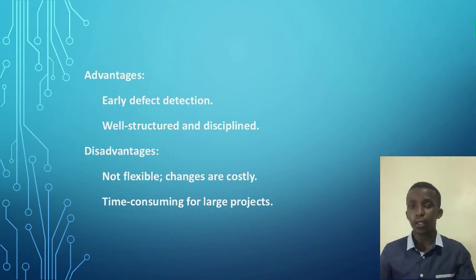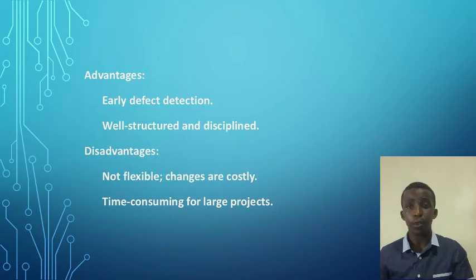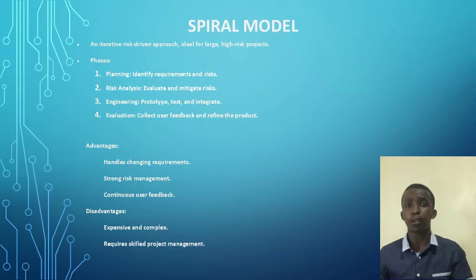Disadvantages of this model: it is not flexible. Changes in requirements are really costly, it requires extensive planning, and most probably it is time consuming for large projects. Then the third model is the spiral model. The spiral model is an iterative, risk-driven development approach that focuses on risk assessment and project prototyping, and it is ideal for large and high-risk projects.